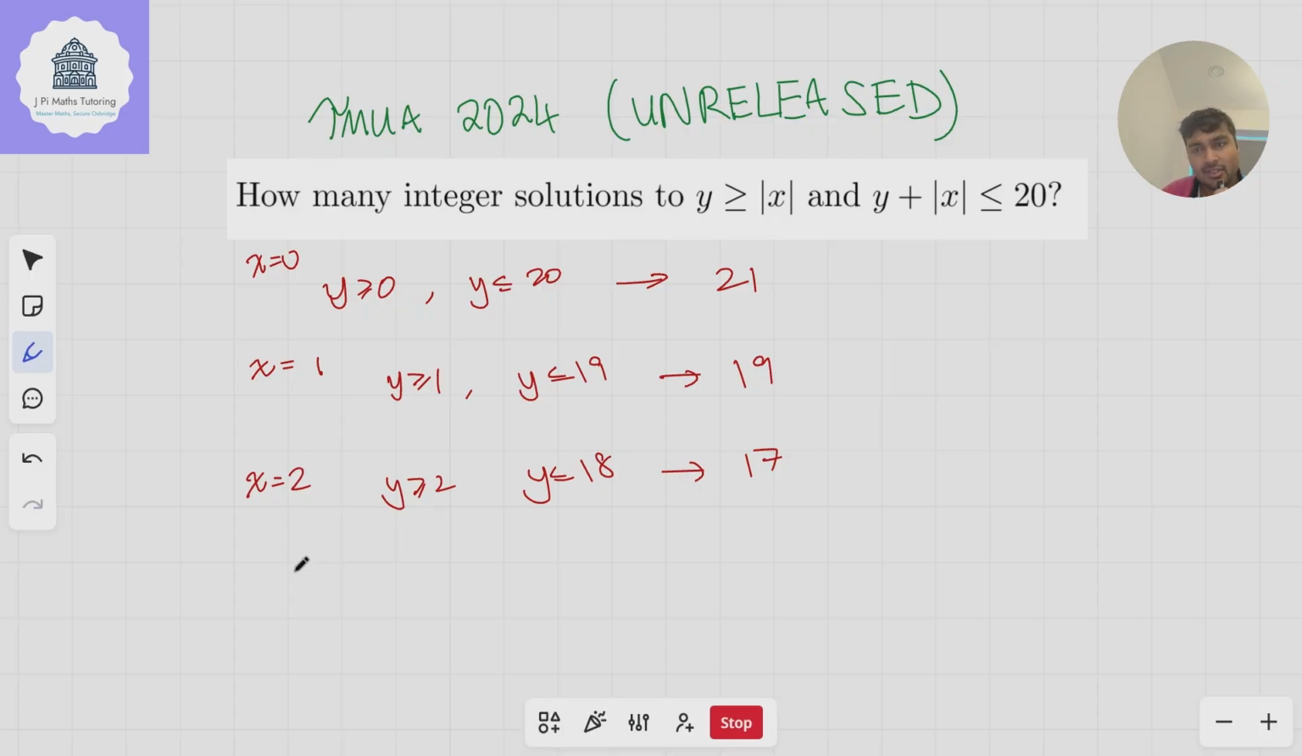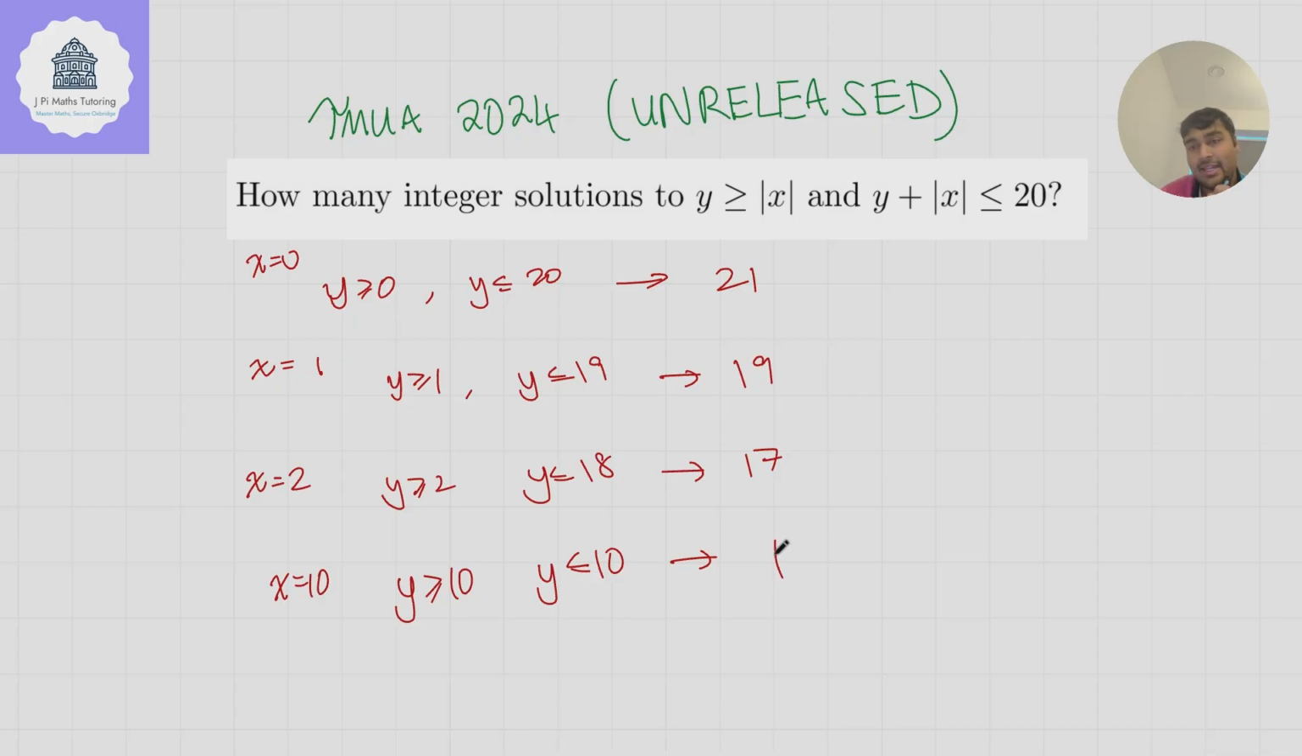So if I just fast forward and make x equal to 10, we're going to get y must be at least 10, and y must also be at most 10 as well, and so there's only one solution there. And if you try and make x more than 10, you don't get any solutions, because y would have to be more than 11 but less than or equal to 9. Not possible. Cool, so do I just add up 21 plus 19 plus 17 plus 15 and so on?